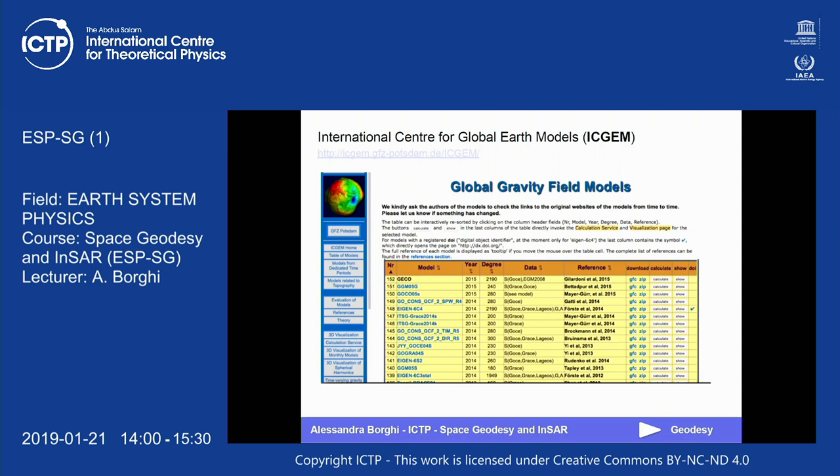Studying the perturbation that we can record with respect to a normal field. We have perturbation due to the different density inside the Earth, and this perturbs our gravity field. We can analyze, for instance, the orbit of the satellites. We can compute a theoretical orbit, and at the end we can compare the true position of the satellite with the theoretical position of the satellite. And the perturbation gives us information on the gravity field of the Earth.